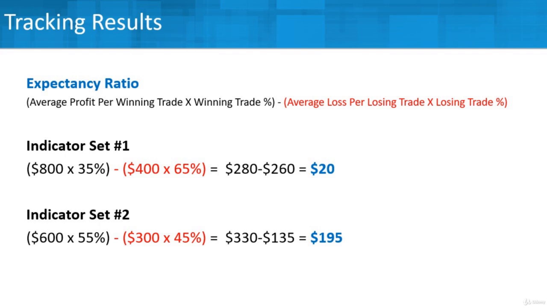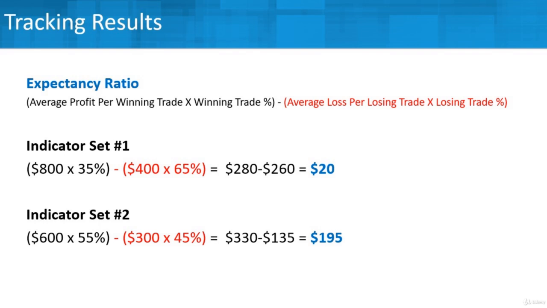But you see our winning percentage in this example went up significantly. Now we're at 55%. That's not knocking it out of the park, but that's pretty good. So we're above 50% at least. And then we're still minimizing our losses. In fact, we actually reduced our losses a little bit to $300 per trade, and our percentage is down in there too. So then you do the math, you can see 330 minus 135, and we come up to an expectancy ratio of 195. Much, much better, right?